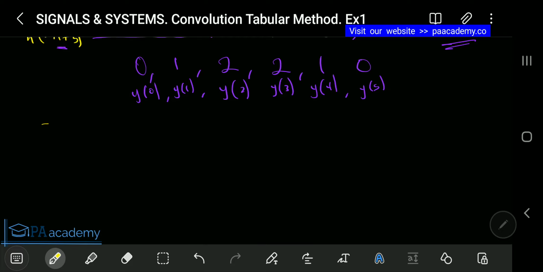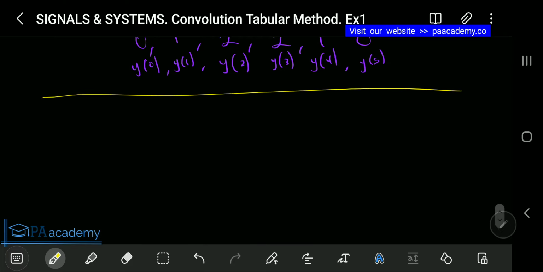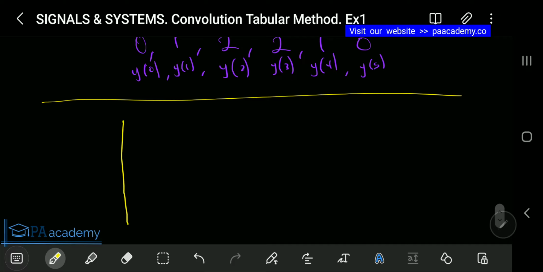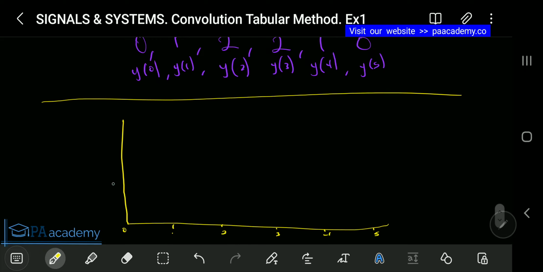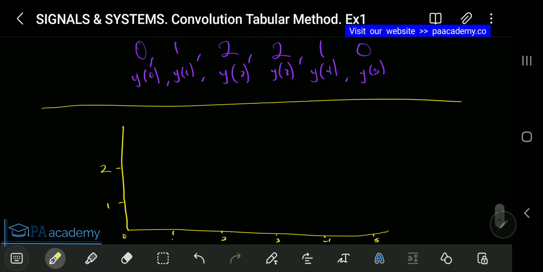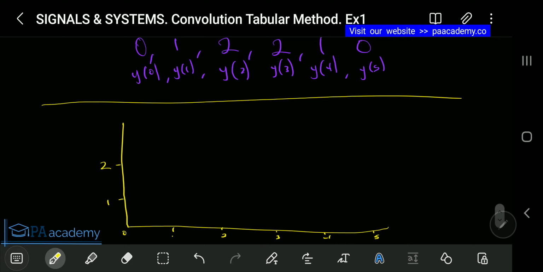So you can just decide to stop here anyway, but you can just take it a step further depending on the question. So if this is 0, 1, 2, 3, 4, and then 5. So this is just like a rough sketch. 4, 5, then the amplitude is 1, and then 2. That's the maximum.